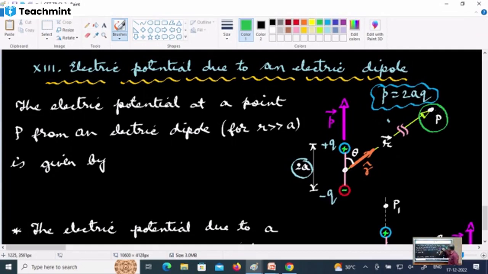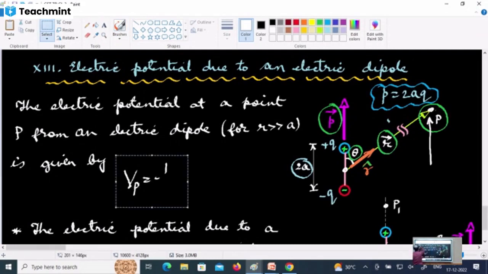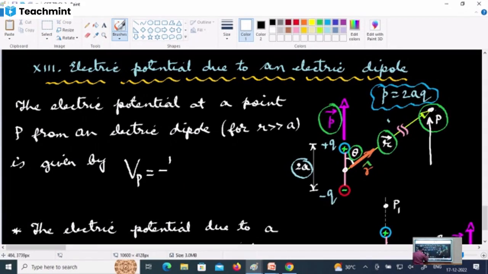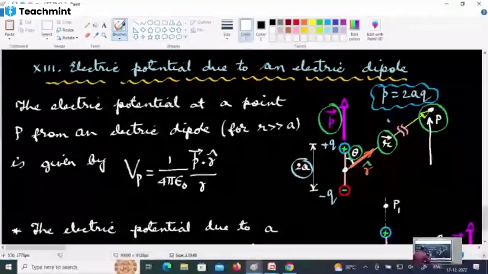First of all we should know that r cap is a unit vector along the radial direction r, and P vector is the direction of the dipole moment. The angle between the two is theta. Then the potential at this point P, Vp equals 1 divided by 4 pi epsilon naught P vector dot r cap vector divided by r square.